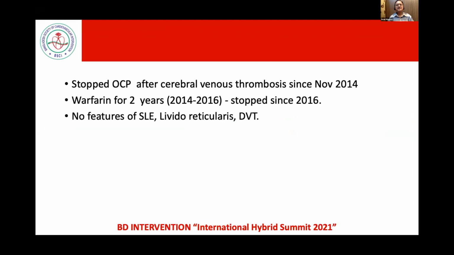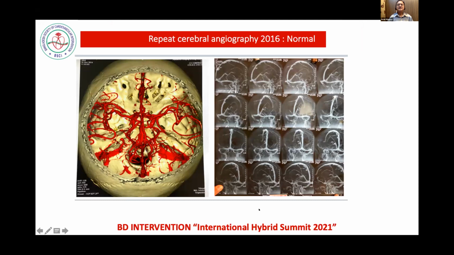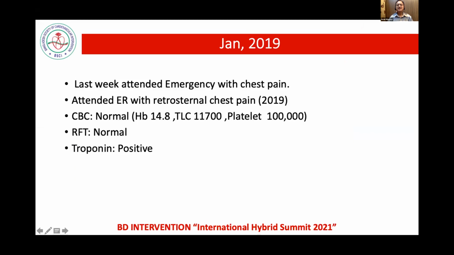Then she was advised warfarin. She took warfarin for 2 years, up to 2016, and she stopped her oral contraceptive pills. This lady did not have any features of SLE, livedo reticularis, or deep vein thrombosis. After 2016, they repeated the cerebral angiogram while she was on warfarin, and it was normal. Then she became a defaulter and stopped warfarin.